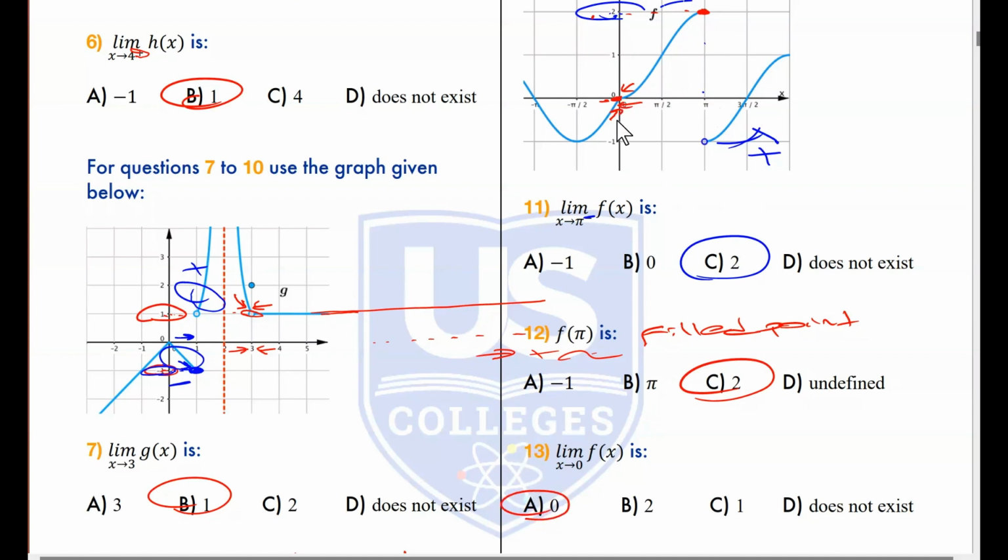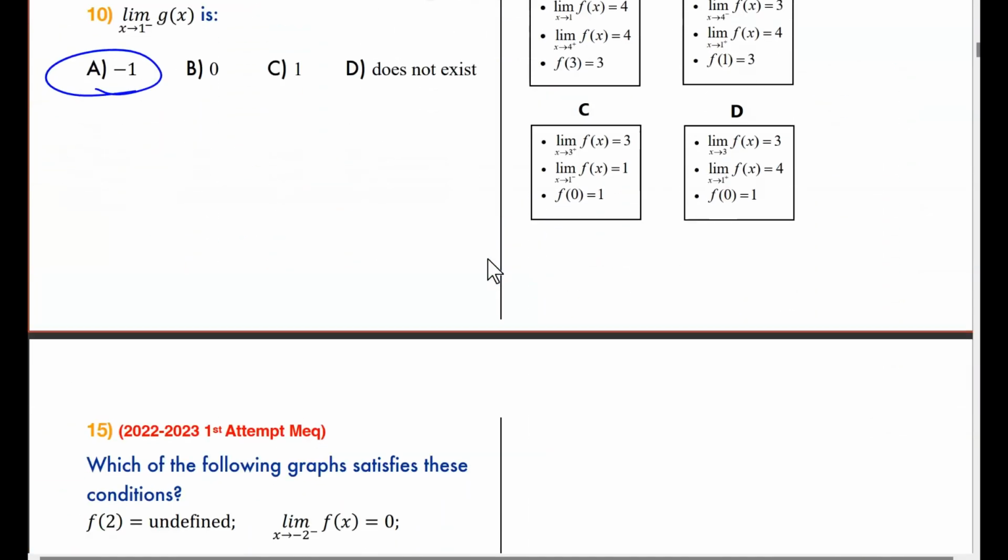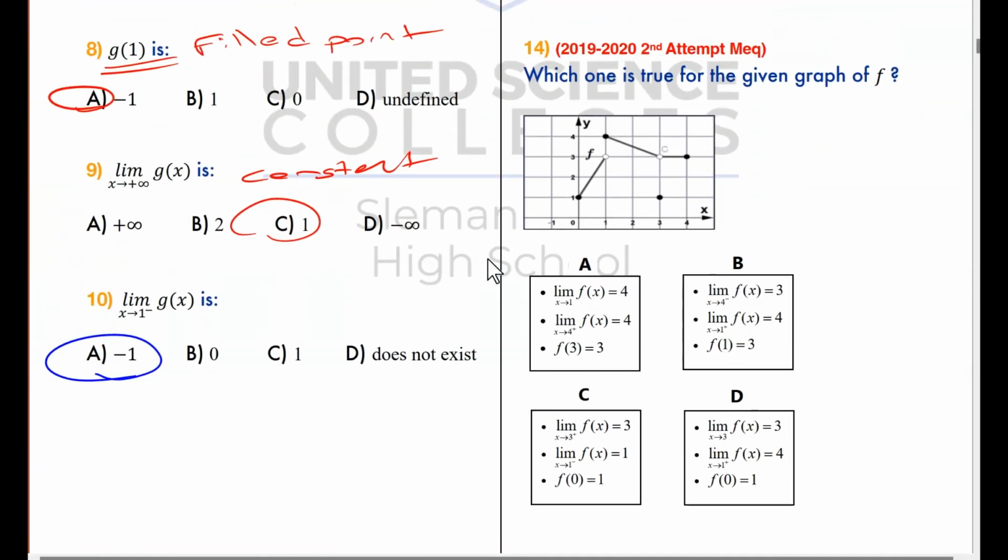Alright, from the right and from the left, they're both approaching 0. All right, let's take a look at a ministry exam question. Which one is true for the given function f? Let's check the options one by one.